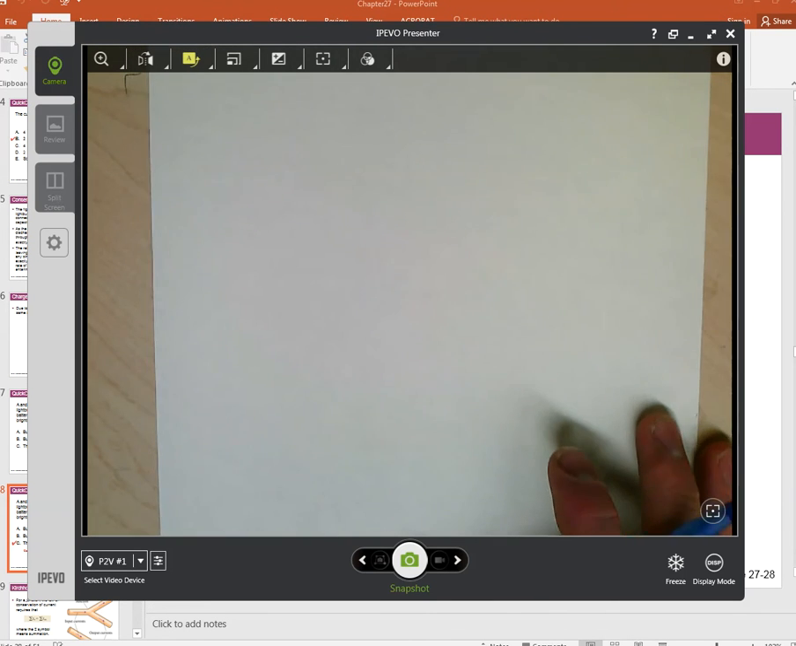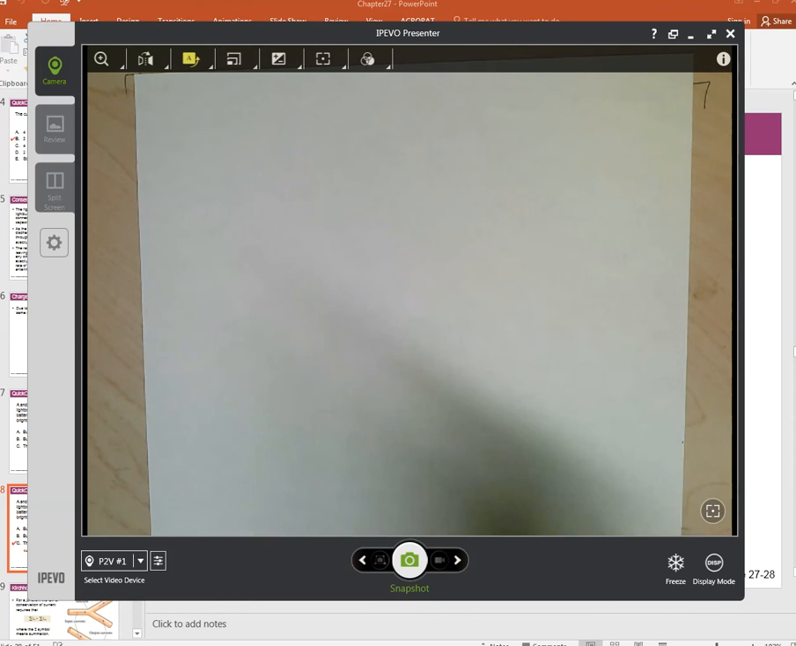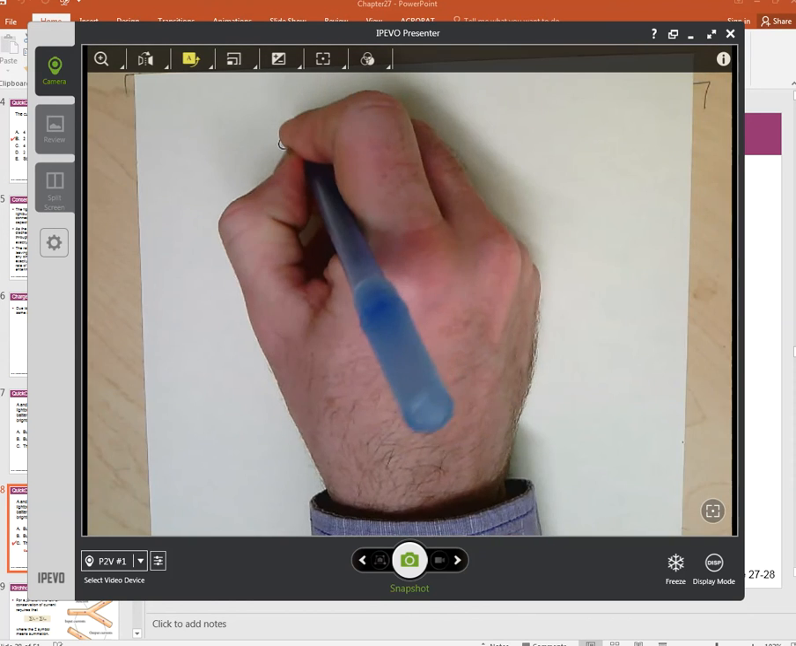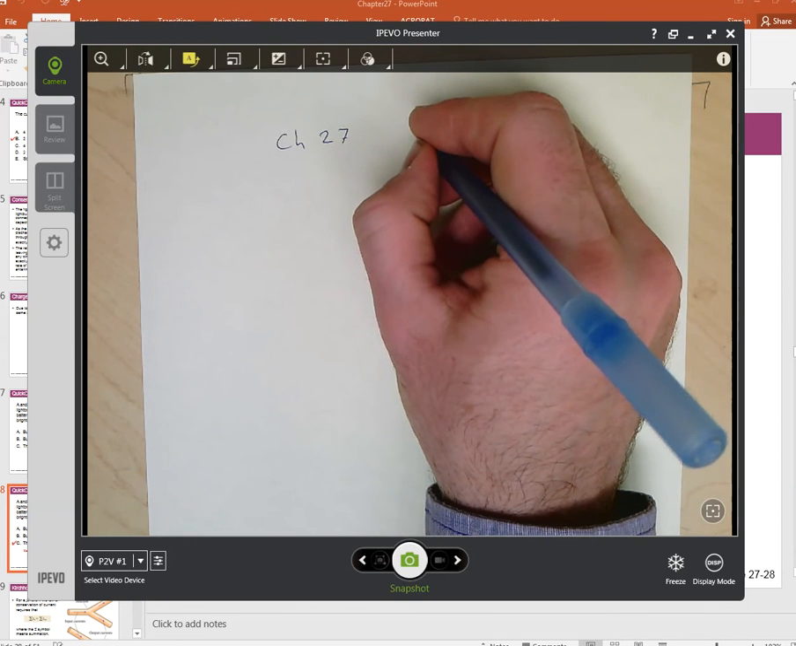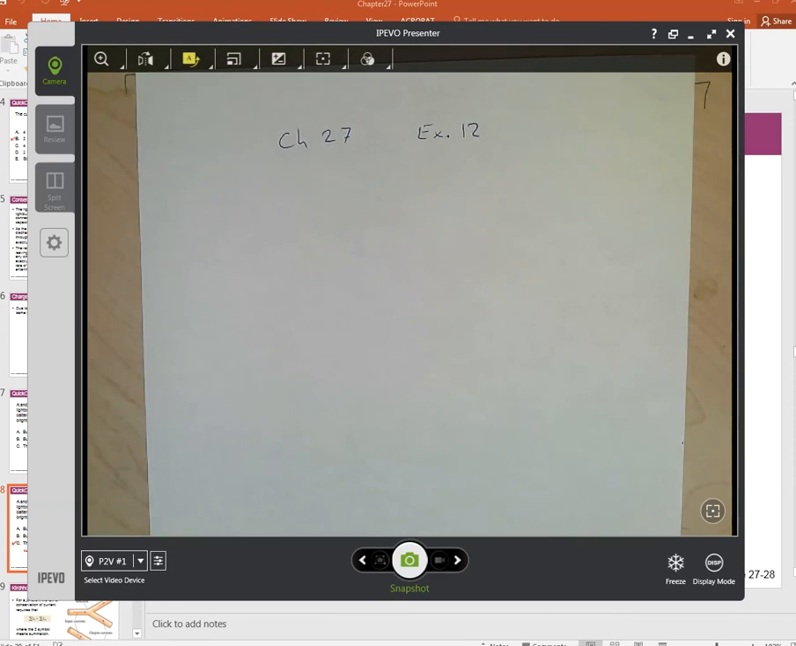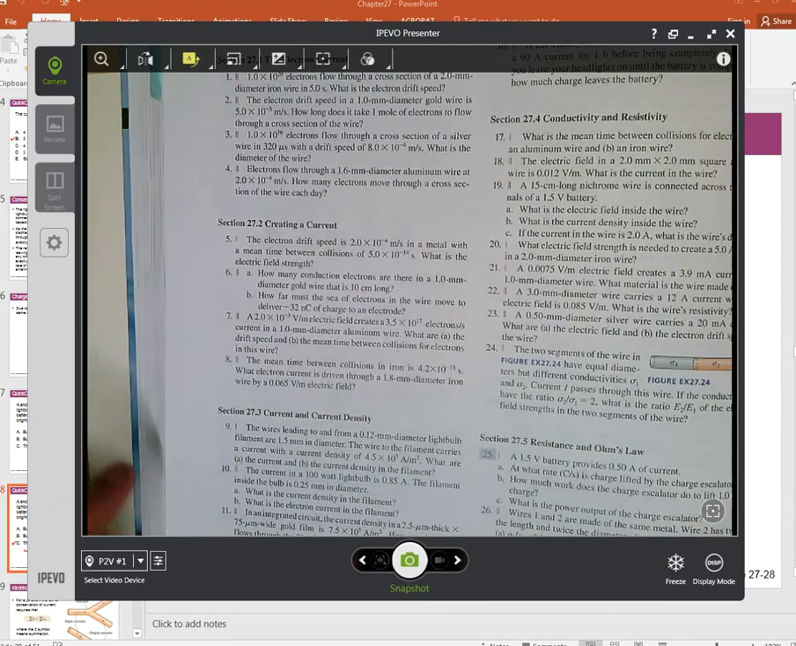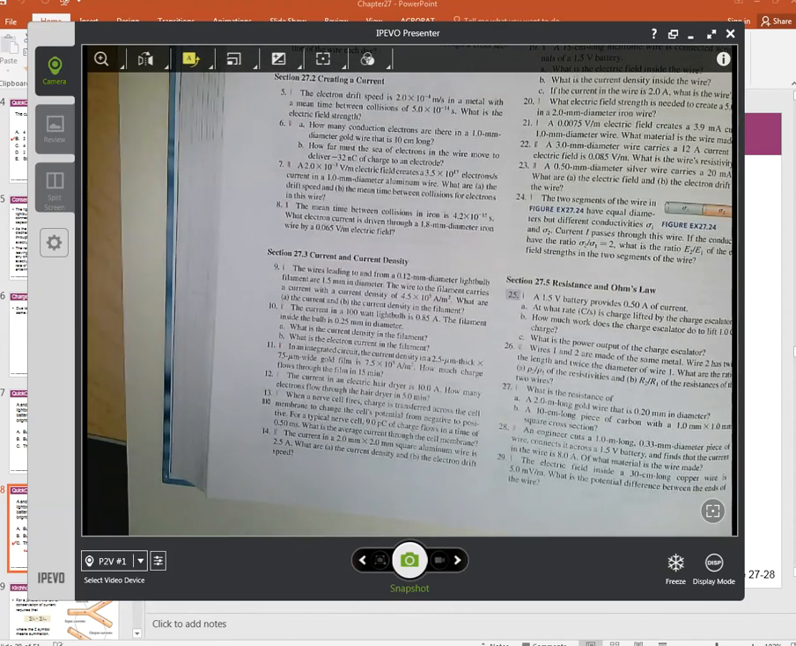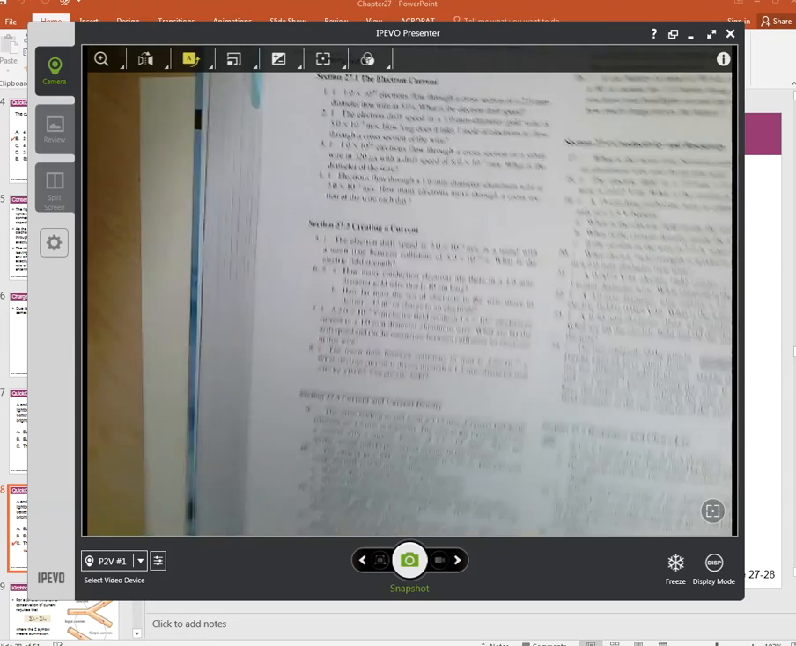Okay, I think I'll work problem number 12 in the end of chapter problems. This is chapter 27, exercise number 12. Let me bring the book over here to point you in the right direction. Here, I'm talking about problem number 12, which is: the current in an electric hairdryer is 10 amps. How many electrons flow through the hairdryer in 5 minutes? That's a good practical question.